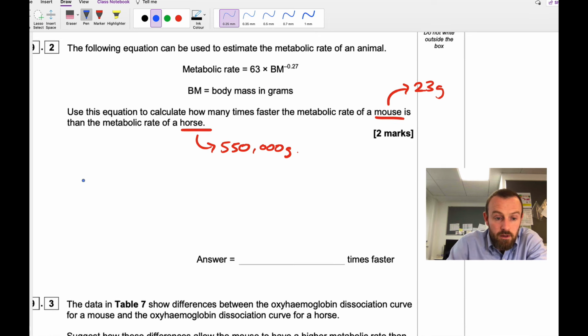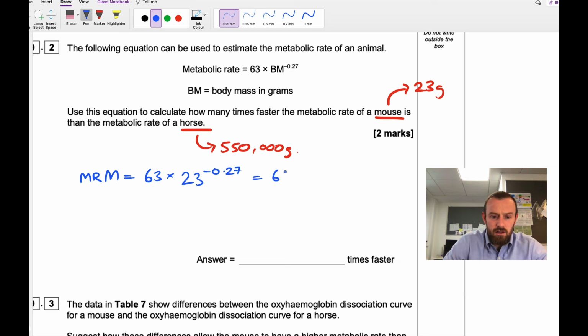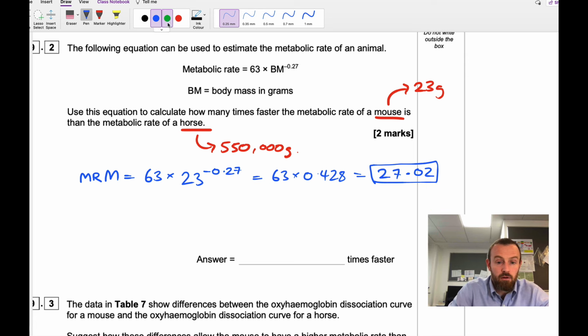All right, so MR mouse equals 63 times 23 to the minus 0.27, which equals 63 times 0.428, which is equal to 27.02 for my mouse, and then I'm going to work it out for the horse.